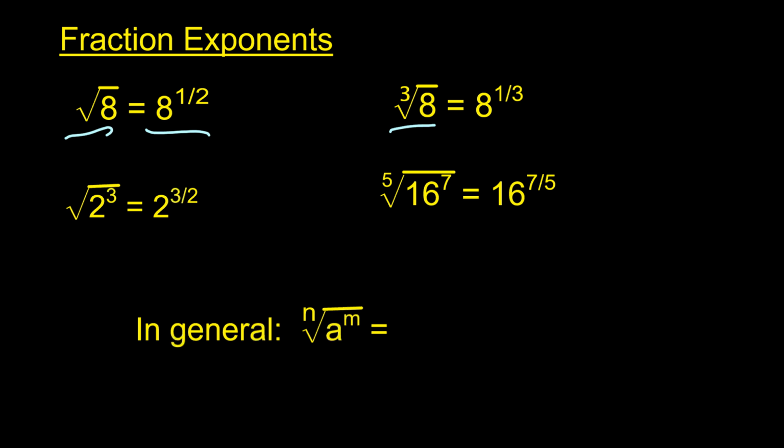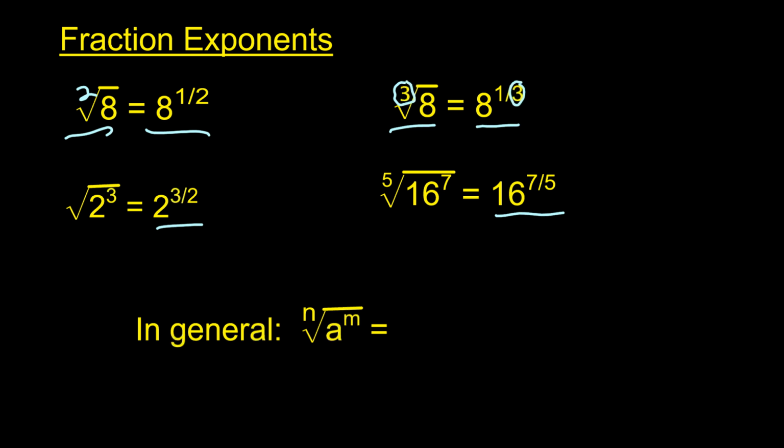The cube root of 8, this 3 is called our index here, and that ends up being the bottom of our fraction. And since there's nothing written in that first example, you just assume it's 2. A lot of times people call the symbol the square root, but really it's called a radical. It's only a square root if there's nothing written there, but we usually call it the radical symbol. So the square root of 2 to the 3rd, you can write as 2 to the 3/2. And then the 5th root of 16 to the 7th could be written as 16 to the 7/5.